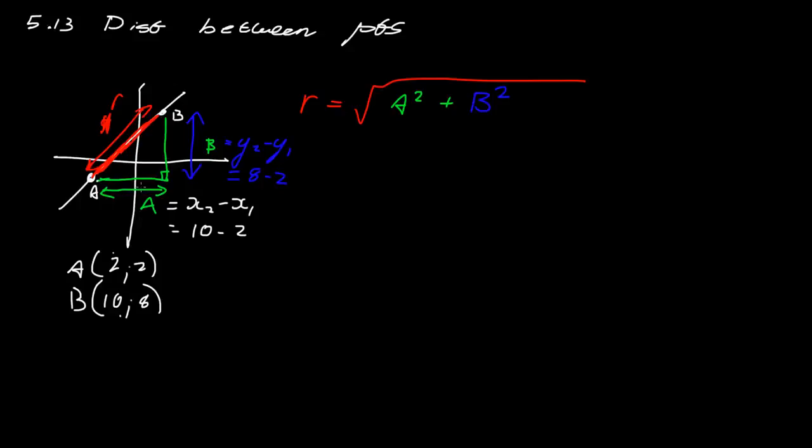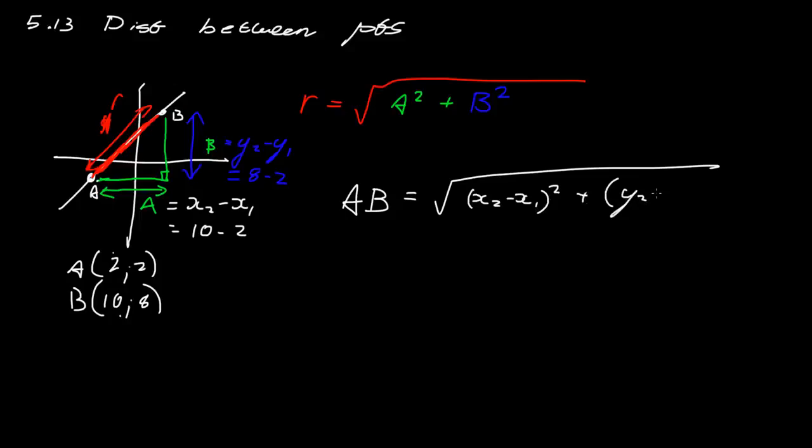But just to make life easier, you are given the formula directly in the book. So the formula is AB, the distance between points A and B, is equal to the square root of (x2 minus x1) squared plus (y2 minus y1) squared, which is exactly the same as what I've derived here, as you'll see. So that's the distance between 2 points.